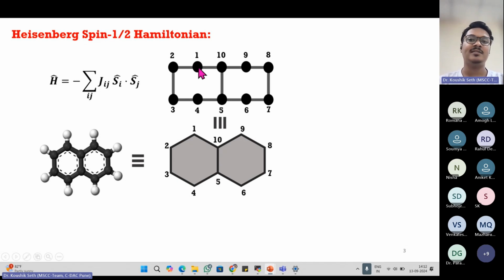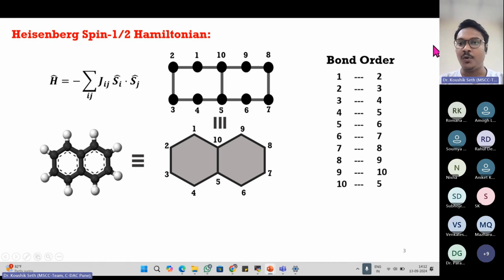Site 1 only knows the existence of 2 and 10, nothing else. Site 10 can only see 1, 9 or 5. It has no information about the others. So if we make a bond order file, bond order means which site makes a bond with which site. So 1 makes a bond with 2, 2 makes a bond with 3, 3 makes a bond with 4. Similarly, 9 makes a bond with 5, and 10 also bonds with 5.